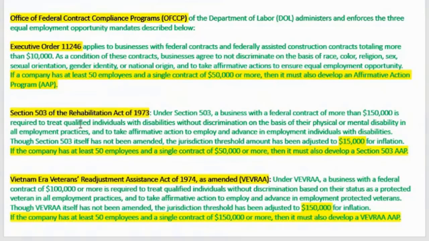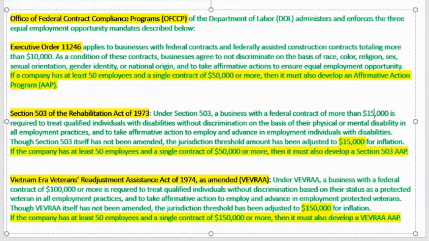Now, Section 503 of the Rehabilitation Act: some parts of the Rehabilitation Act are enforced by the EEOC, but Section 503 is enforced by the OFCCP. Under Section 503, a business with a federal contract of $15,000 is required to treat qualified individuals with disabilities without discrimination on the basis of their physical and mental disability in all employment practices. If the company has at least 50 employees and a single contract of $50,000 or more, then they must develop the Section 503 AAP. This was actually $10,000, so it's been adjusted for inflation to $15,000.